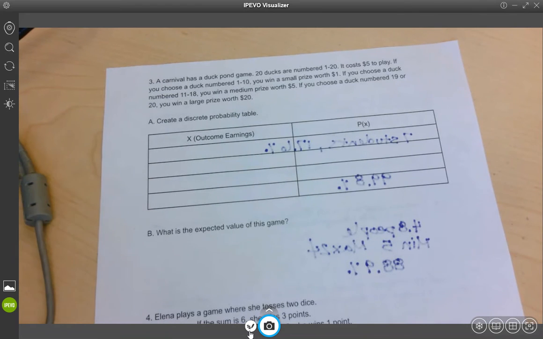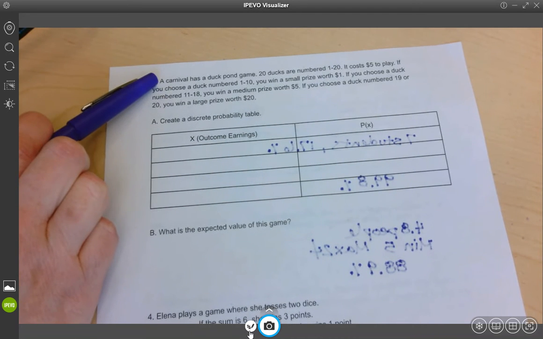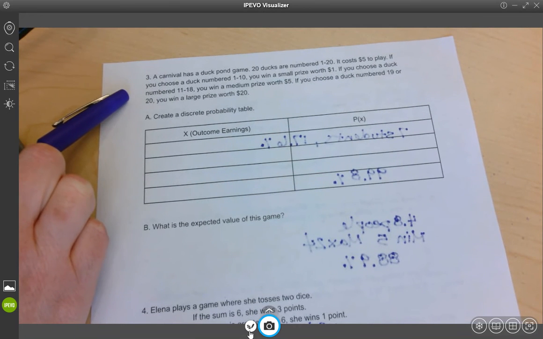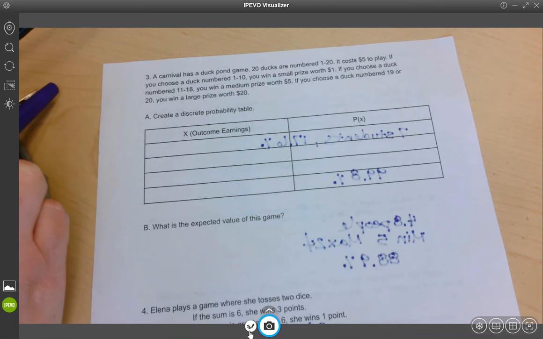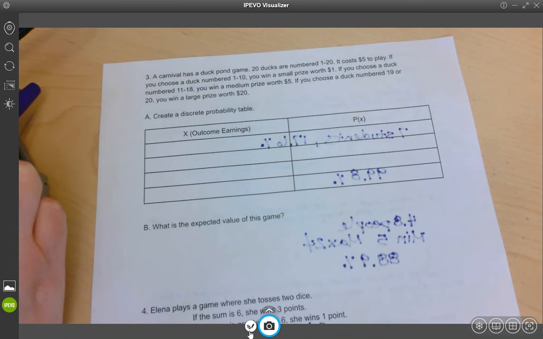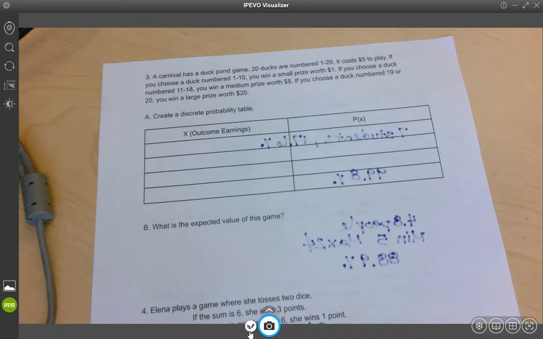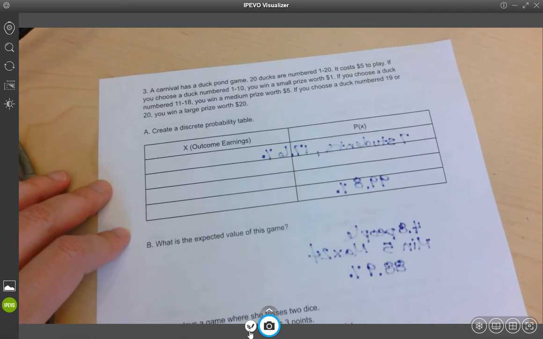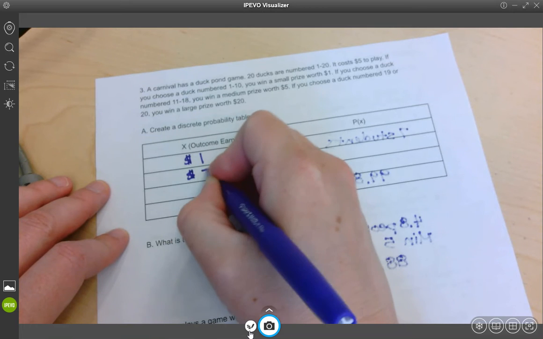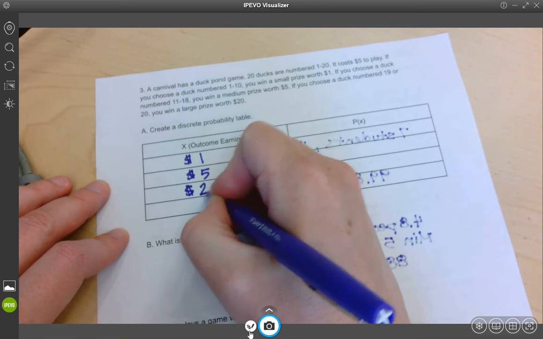When I was a kid, I used to love the duck pond game because it was so easy and you always won something, right? So the carnival has a duck pond game. 20 ducks are numbered 1 to 20 and it costs $5 to play. If you choose a duck numbered 1 to 10, you win a small prize worth $1. If you choose a duck numbered 11 to 18, you get a medium prize worth $5. And if you choose a duck numbered 19 or 20, you win a large prize worth $20. So the outcome earnings, you could win $1 or what else? Or 5 or 20, good. So the extra line, we didn't need it.